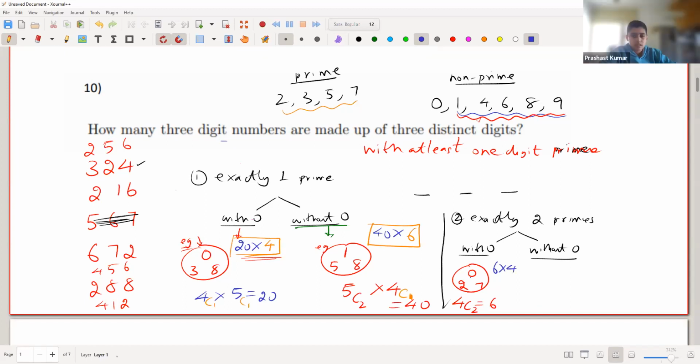So 6 into 4, which is 24 ways. And so, one more thing, since we brought up that whole time thing.